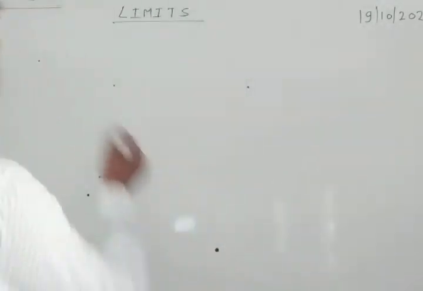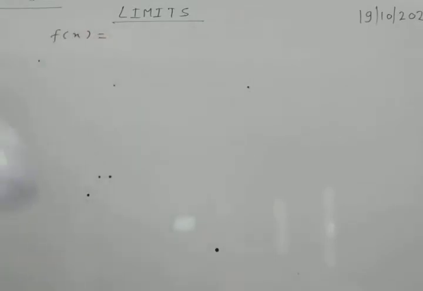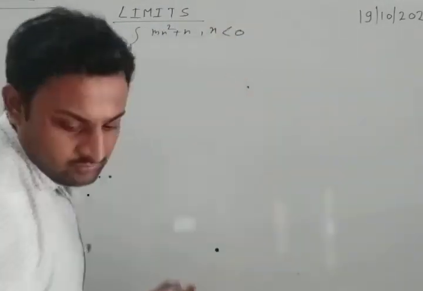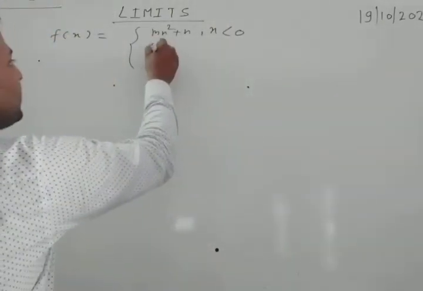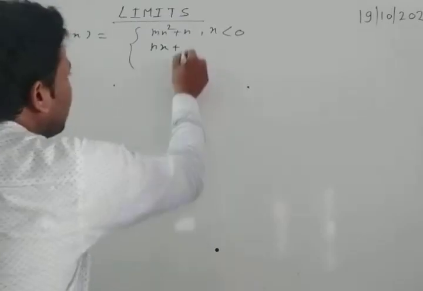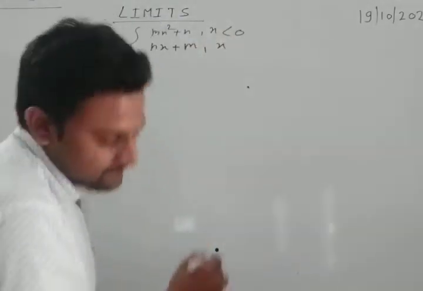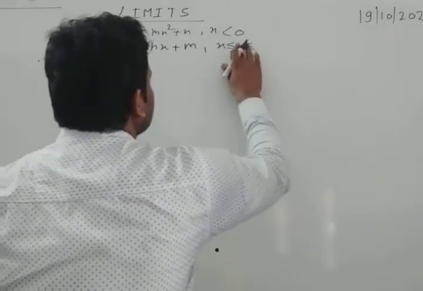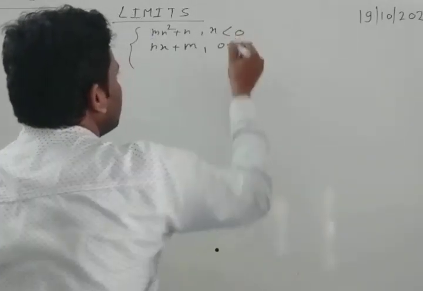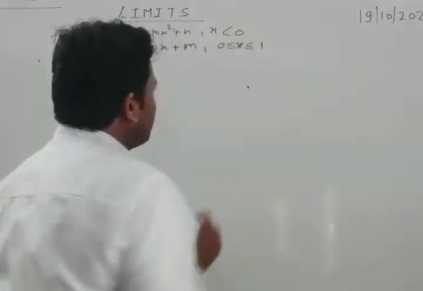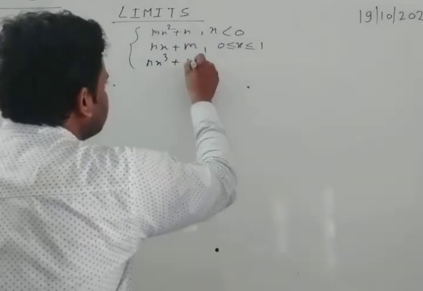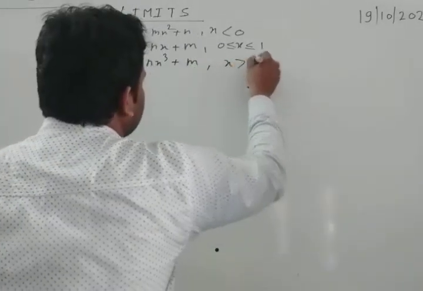First we are taking the question: if f(x) is equal to mx² + n for x less than 0, nx + m for 0 ≤ x ≤ 1, and nx³ + m for x greater than 1.